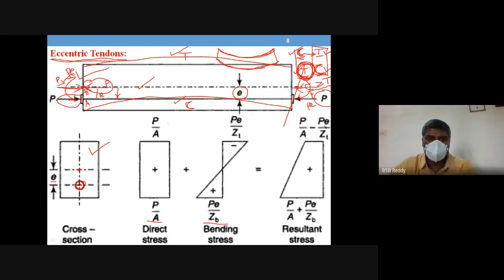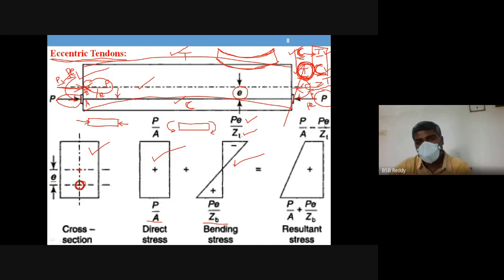Now if you calculate the stresses, separate the two loads: you have an axial load and you have a moment also, P into e. So these are the stresses due to axial load, and these are the stresses due to bending, pure bending moment. So sigma is equal to M by Z, this is the M value, pure bending, right? These are axial stresses, these are bending stresses. That's called direct stresses and bending stresses, right?